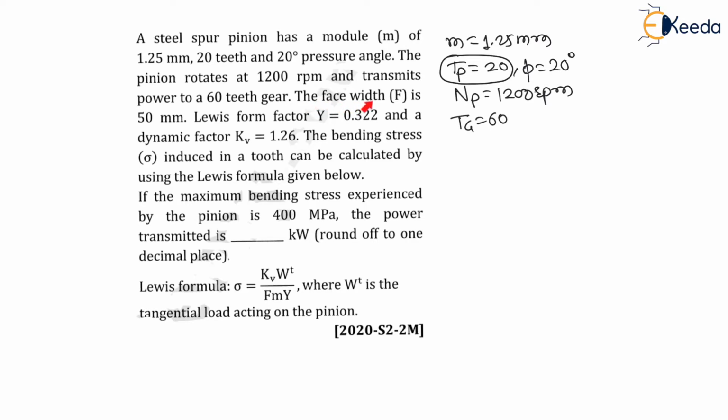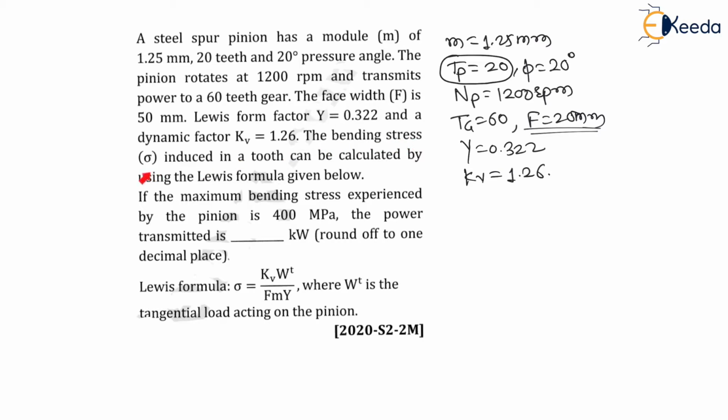Then the face width F is 50 mm. Here they are saying F is the face width, which is nothing but 20 mm. Now by default we have to use the same notations as they have mentioned. Then Lewis form factor Y is equal to 0.322. Therefore Y is equal to 0.322. Then the dynamic factor Kv is equal to 1.26. Here dynamic factor, also called dynamic load factor, is nothing but 1.26.